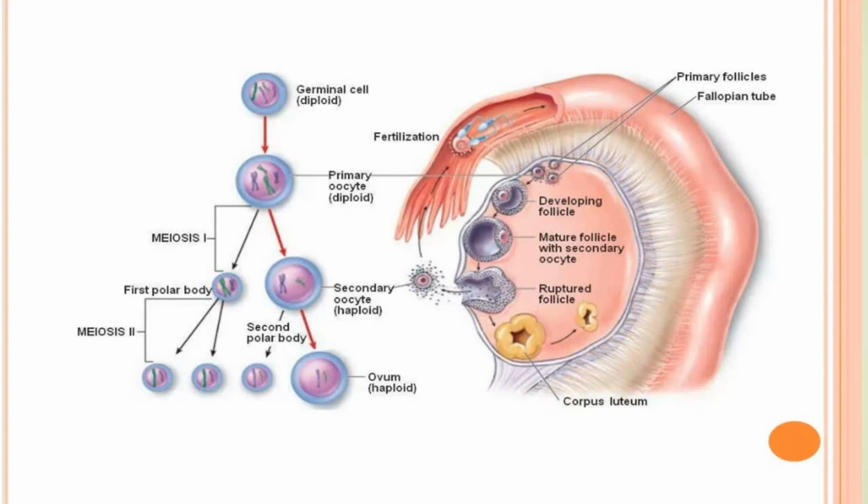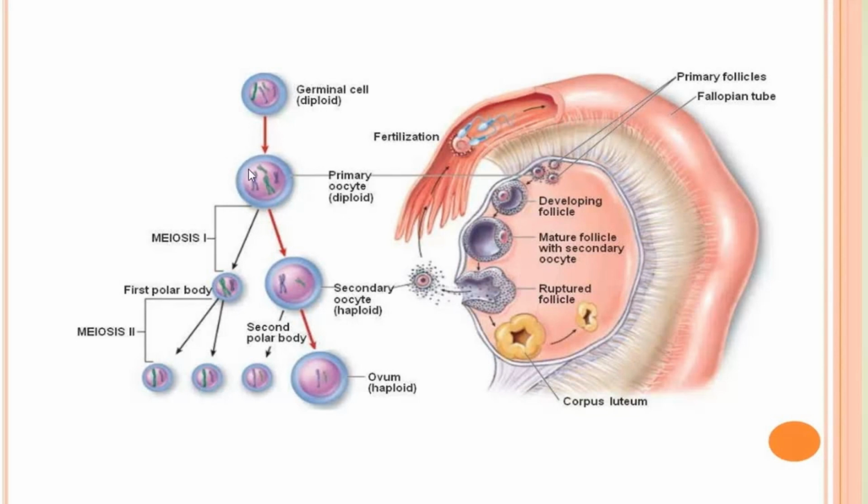Now, this is a schematic diagram showing the process of how oogenesis takes place. So you have the germinal cell here. It is diploid, meaning it has 46 chromosomes or 23 pairs of chromosomes. This germinal cell here is what we are calling the oogonia. Remember, the oogonia comes from the primordial germ cells. All right, so the oogonia, which is the germinal cells, will undergo mitosis and will develop into what we call the primary oocyte. The primary oocyte is also diploid.